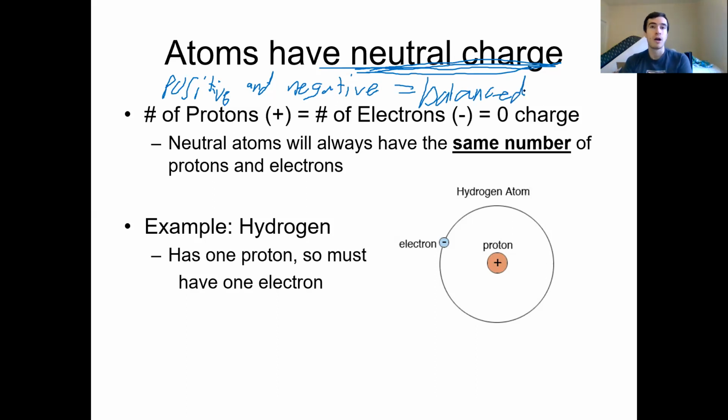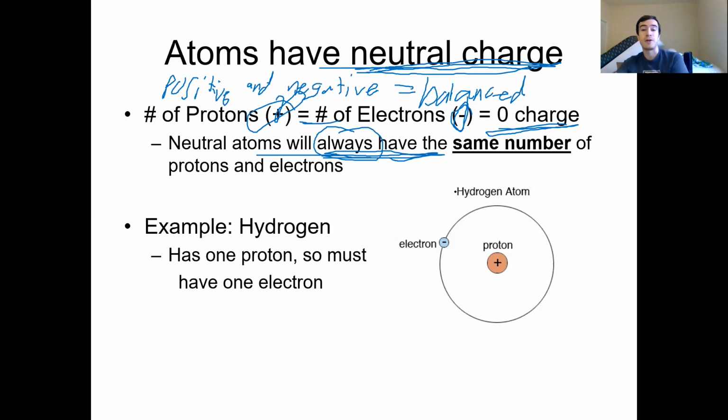So if you remember, our protons are our positive charges and the electrons are our negative charges. So in a neutral atom and a balanced atom, our positive charges have to equal our negative charges in order to have that balanced neutral charge, which means that neutral atoms will always have the same number of protons and electrons. So the proton number and the electron number will always be even in these neutral atoms.